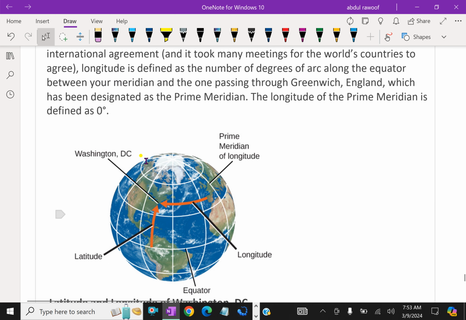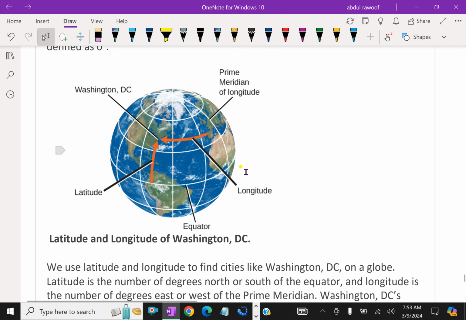Look at here. This figure shows these things. Here, this is the prime meridian of the longitude axis. Here, this is the latitude axis. Like here, this is the equator. This is a meridian. From this equator and meridian, we can locate particular places in the longitude and latitude axes.